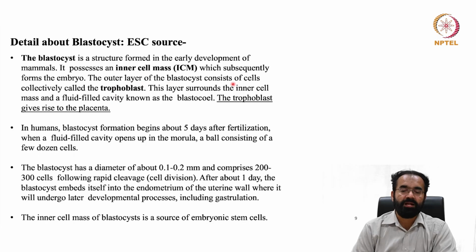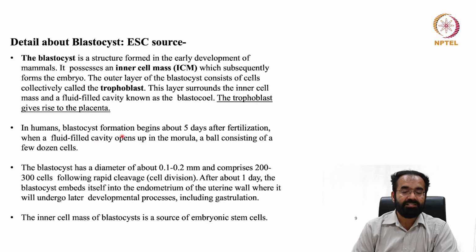The outer layer of the blastocyst consists of cells collectively called trophoblast. This layer surrounds the inner cell mass and a fluid-filled cavity known as the blastocele. The trophoblast gives rise to the placenta, which attaches to the uterine wall.